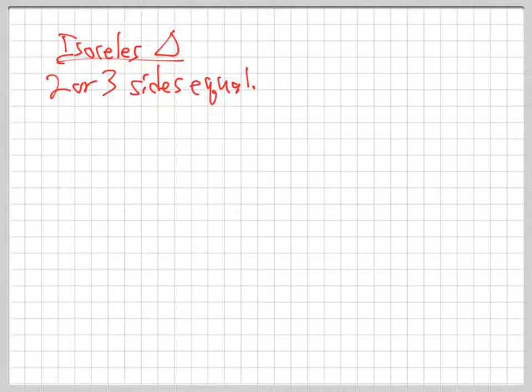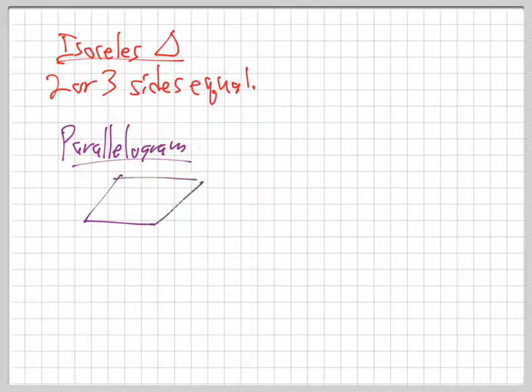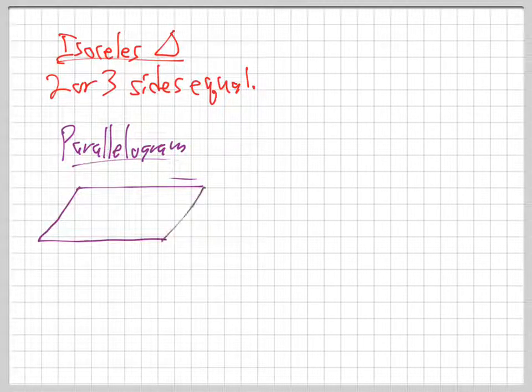I think, was it a parallel? You guys know a parallelogram. A parallelogram has opposite sides that are parallel. Make it a little better. So like this, right? And then a trapezoid. Yeah, maybe it was a trapezoid.